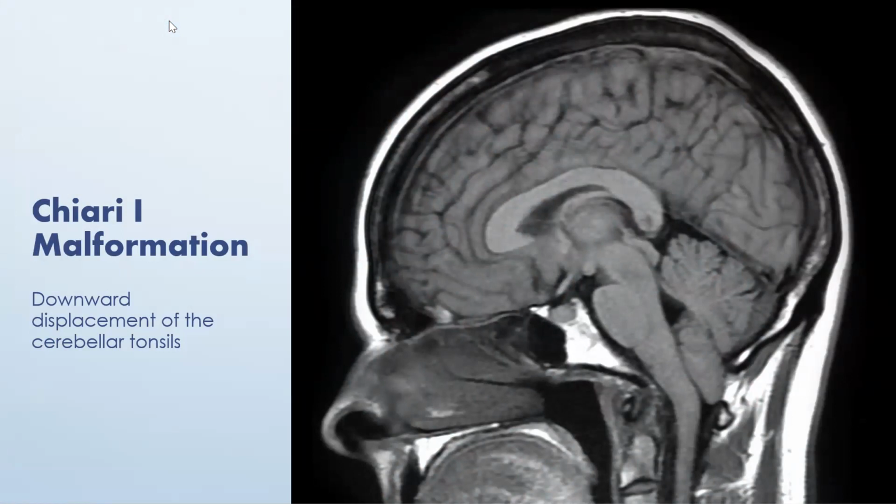In this MRI image, we can see the spongy texture of the cerebellum in the back of the skull, and we can see this tongue-like projection sticking right under it, and we can see that it has descended into the spinal canal. So that's how we would describe Chiari 1 malformation, the cerebellar tonsils displaced into the spinal canal.